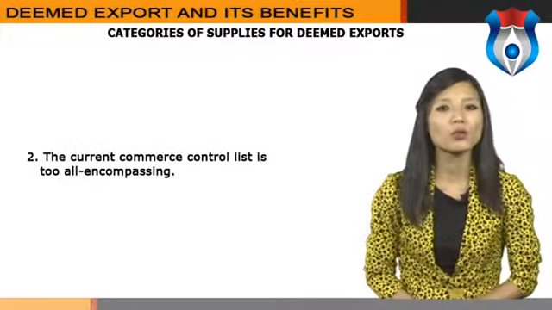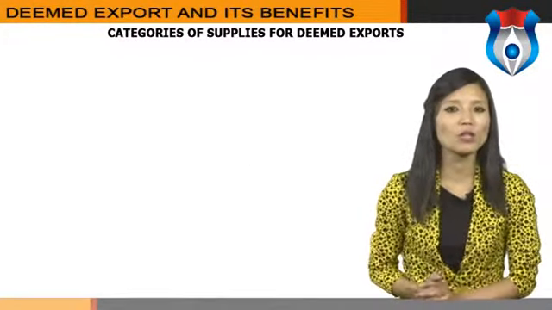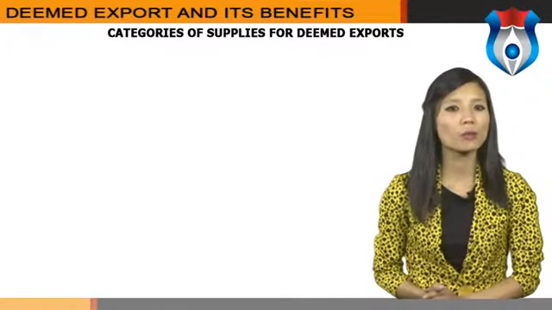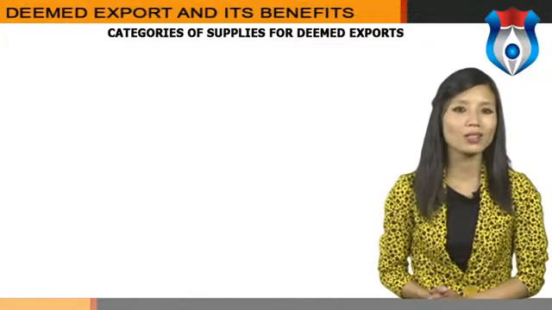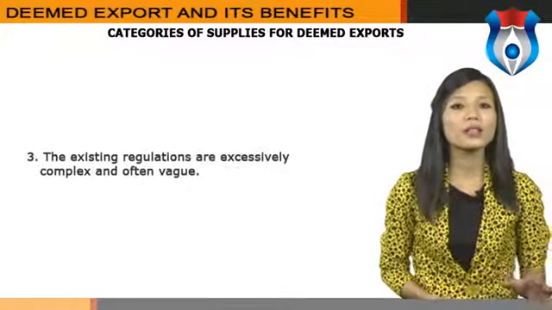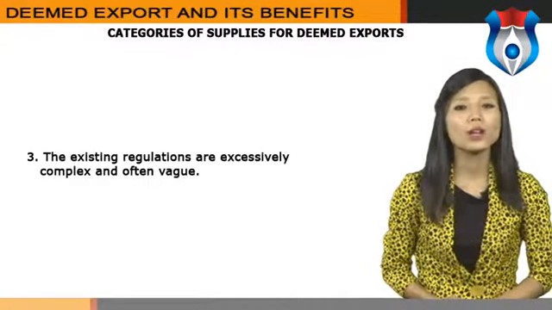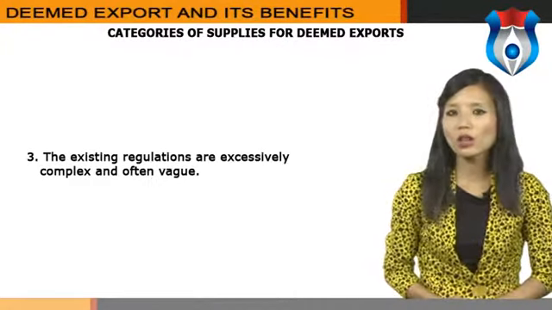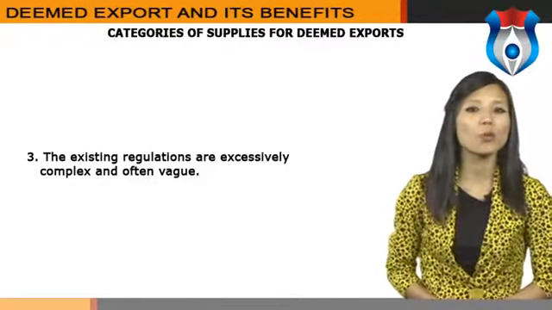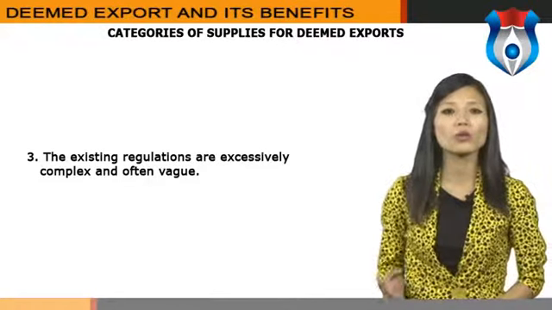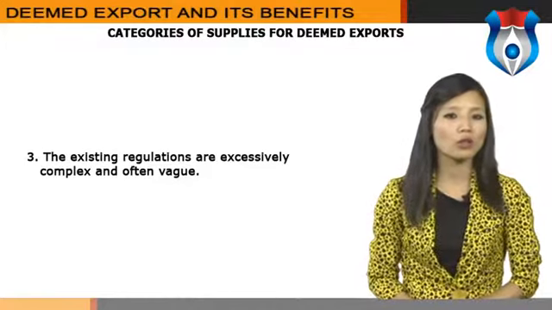The current Commerce Control List is too all-encompassing, covering a vast spectrum of militarily less important items, ranging from police handcuffs to hunting rifles and from conventional radios to mass-market computers. The existing regulations are excessively complex and often vague. For example, the results, the products of fundamental research, are not subject to the existing deemed export regulatory regime, but knowledge relating to the operation of laboratory equipment used in prosecuting that same research may be subject to such control.